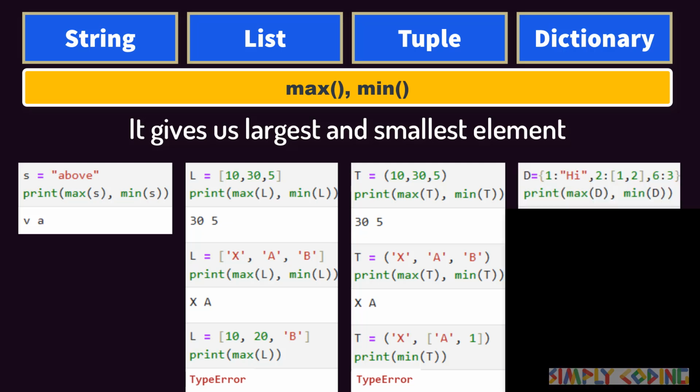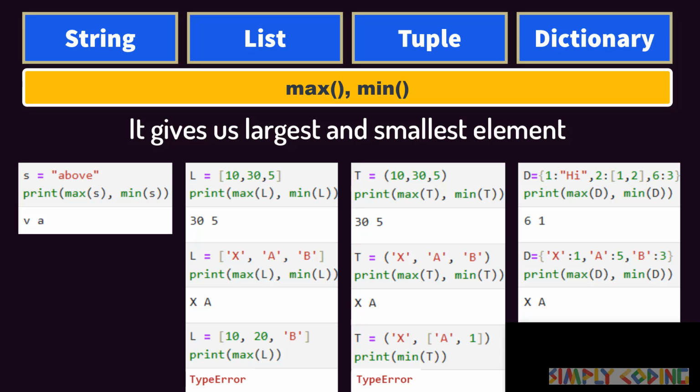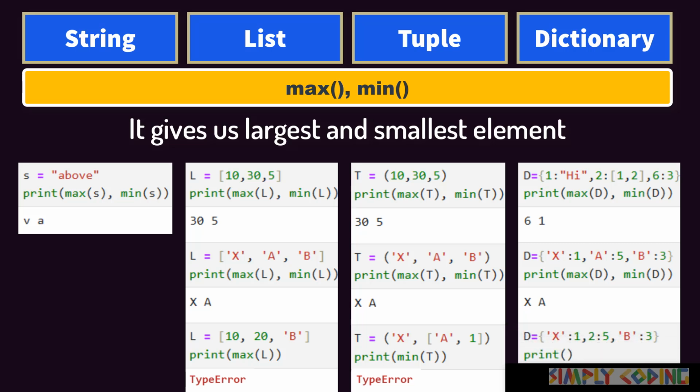Now what about dictionary? Here it works only on keys. If the keys are all numbers or string, it will give max or min of them. I can do max and min for string as well by doing ASCII number comparison. If we use any other data types or mix them, then here too it will give an error.